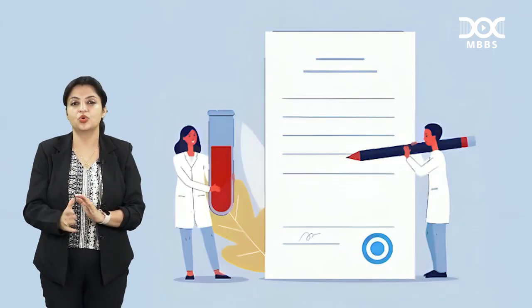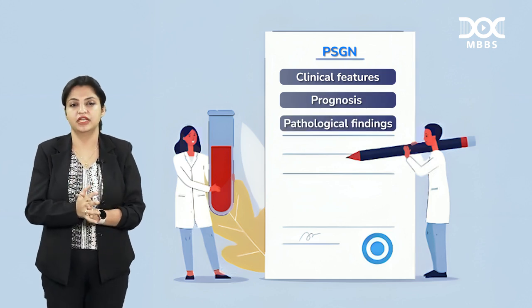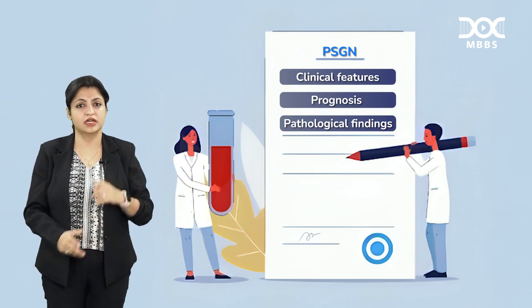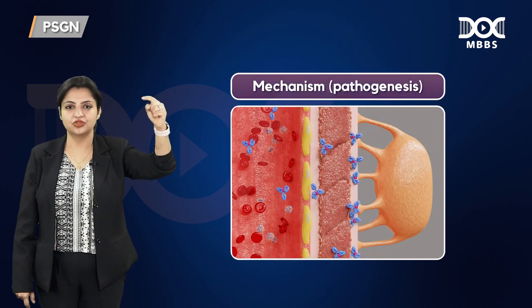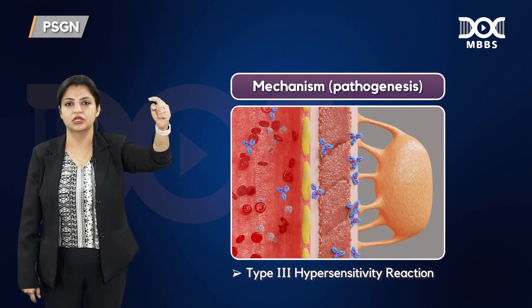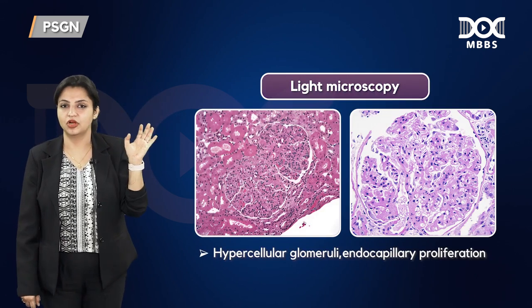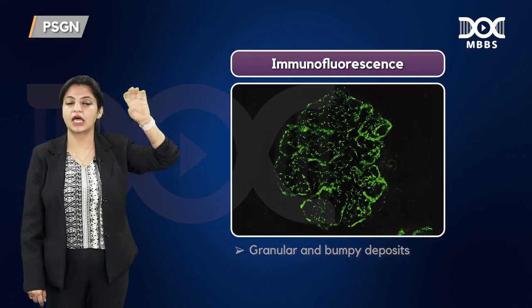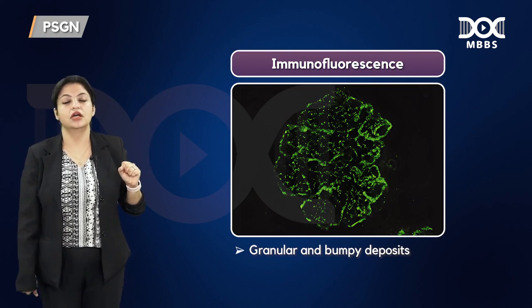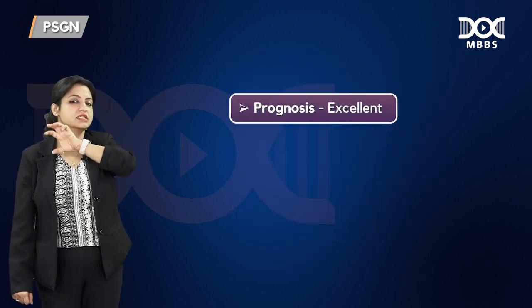So that's the typical course of PSGN, the clinical features, the prognosis and the pathological findings which we have covered. I hope everybody is clear with these points. Etiology, group A beta hemolytic streptococci. Pathogenesis, a type 3 hypersensitivity reaction. Light microscopy, hypercellular glomeruli with endocapillary proliferation. Electron microscopy, subepithelial humps. Immunofluorescence, granular bumpy deposits. C4 is not there, and there is transient hypercomplementemia. Prognosis, excellent. So this is what you have to know about PSGN.